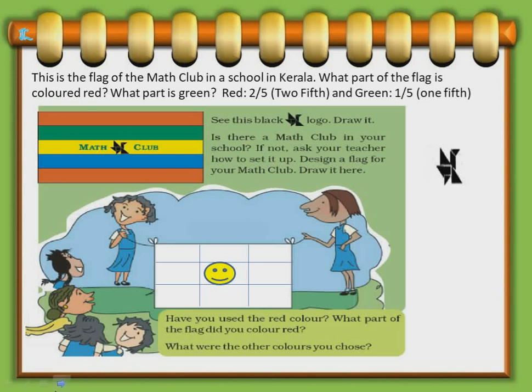So now you have to count once again how many parts are there. 1, totally 2. This is the third part, this is the fourth part, and this is the fifth part. So out of 5 parts, how many are red? 1 and 2. So 2 are red. The total number of parts we already calculated is 5. That is 2/5 is red. And coming to green, how many are green? 1. The total number of parts is 5. So 1/5 is green.